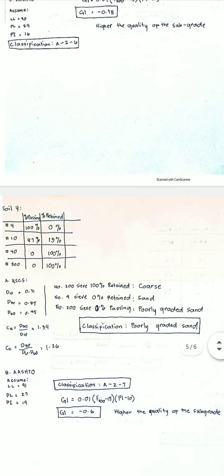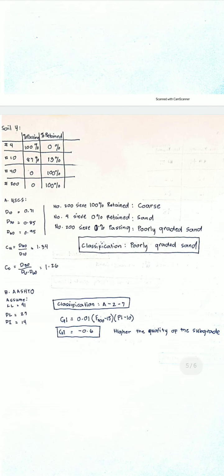Now soil Y has the following data: sieve size number 4 has 100% passing and 0% retained. Sieve size number 10 is 87% passing and 13% retained. Sieve size number 40 has 0% passing and 100% retained. Sieve size number 200 has 0% passing and 100% retained.